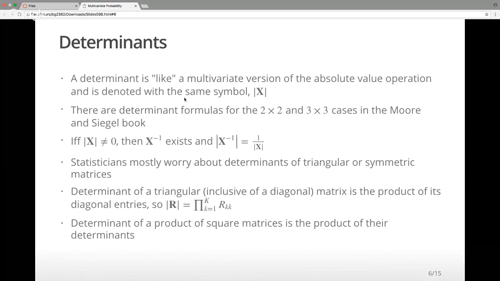Another important property of determinants is that the determinant of a product of square matrices is equal to the product of their determinants. So if we have matrix A, matrix B, multiply them together, the determinant of the product is equal to the determinant of A multiplied by the determinant of B. So what we're going to focus on today is just the case of triangular matrices. And so the determinant in that special case is just the product down the diagonal, right? And that's really all we're going to be using determinants for.